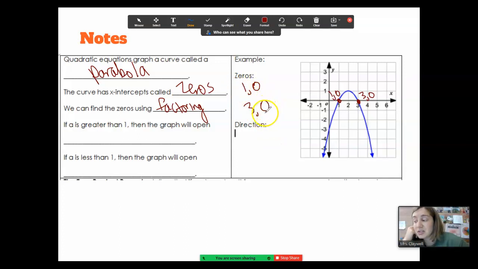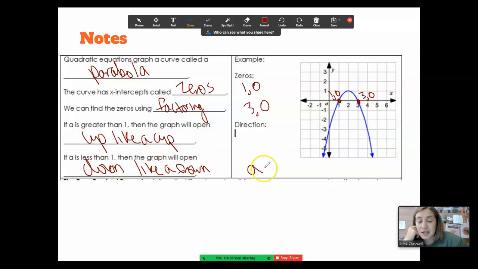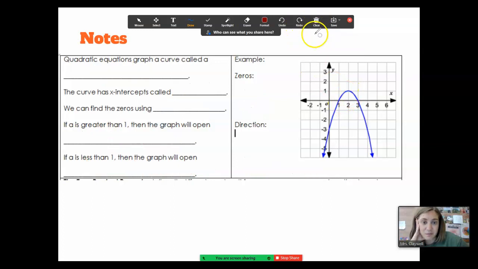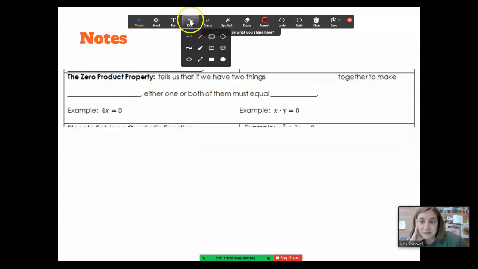So that's a solution. Remember, if a is greater than 0, the graph opens up like a cup. If a is less than 0, it opens down. If you need to remember, it's ax squared plus bx plus c, so a is the number in the front. Zeros are the x values that make y equal 0, so they're also our intercepts.